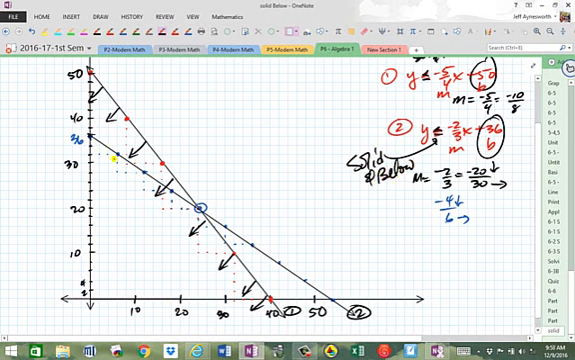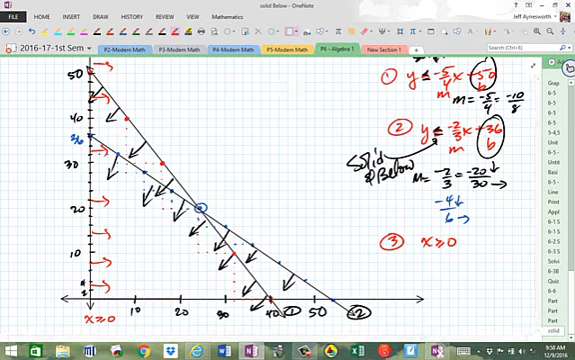So it's got to be below both of these boundary lines. Non-negative constraints, x greater than or equal to 0 is right here. It's got to be to the right of the y-axis. All x values are to the right of this, x greater than or equal to 0. And then the last one here, number 4, is y greater than or equal to 0. It has to be above the x-axis. Y greater than or equal to 0.